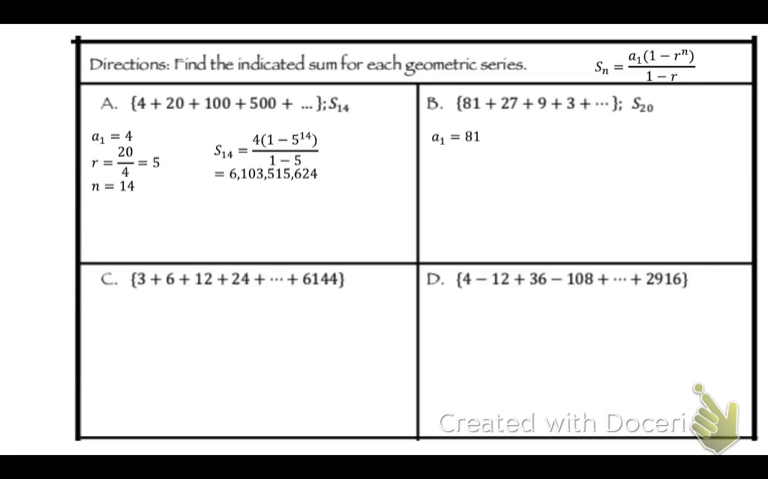Let's look at this one. a sub 1 equals 81. My ratio is 27 divided by 81, which is 1/3. And the number of terms is 20. So S20 is 81 times (1 minus (1/3) to the 20th power), all over (1 minus 1/3), which ends up being 121.5. Those terms are getting smaller and smaller, that's why that's not the biggest number.